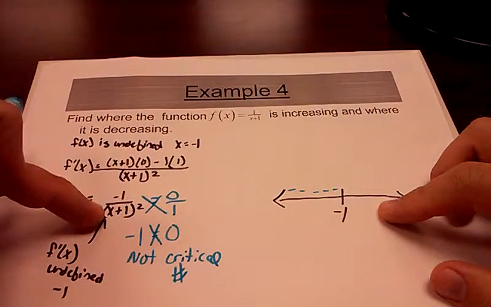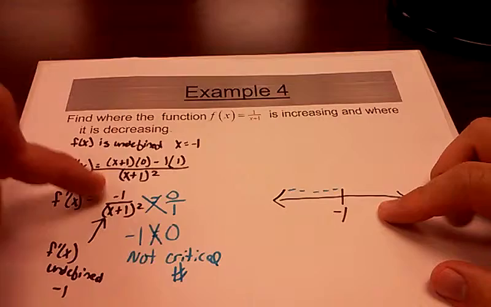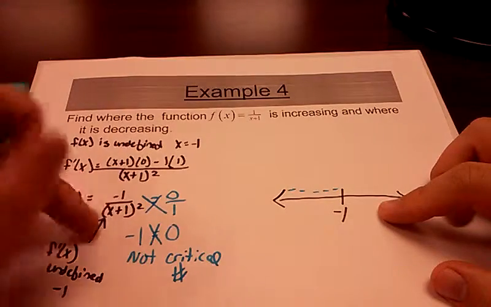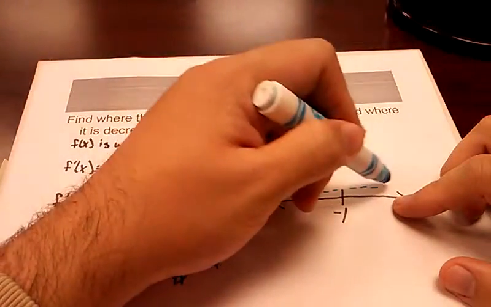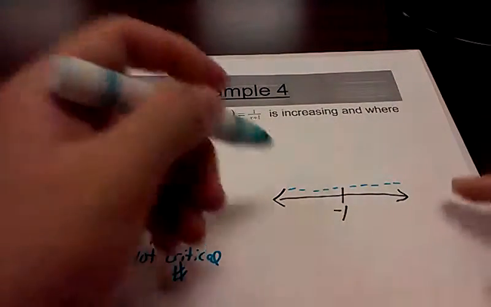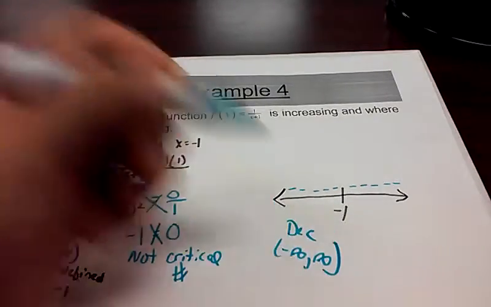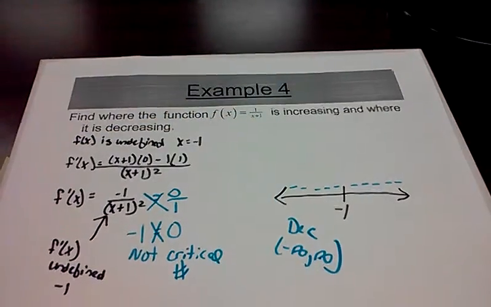And then if you pick a number bigger than negative 1, like say 5, doesn't matter. Any number you plug in for x, when you square that, it's going to be positive. This is still going to be negative, so this whole thing is negative also. So it's actually decreasing the whole time. So it's decreasing from negative infinity to positive infinity.